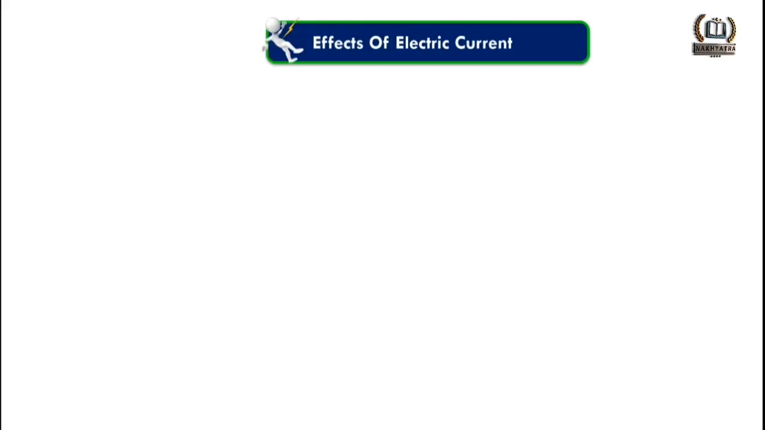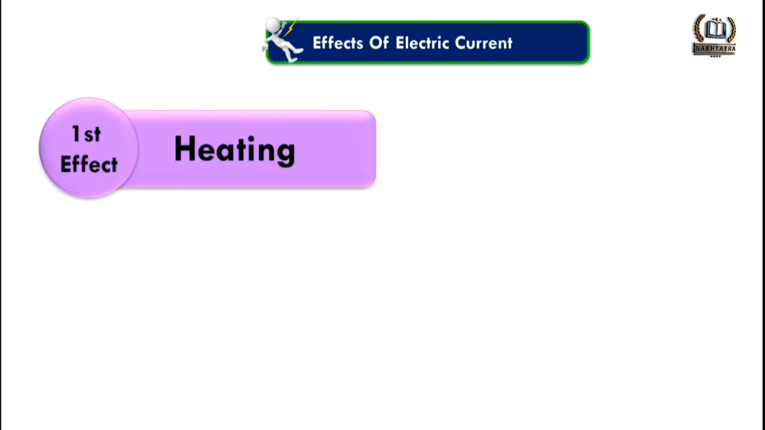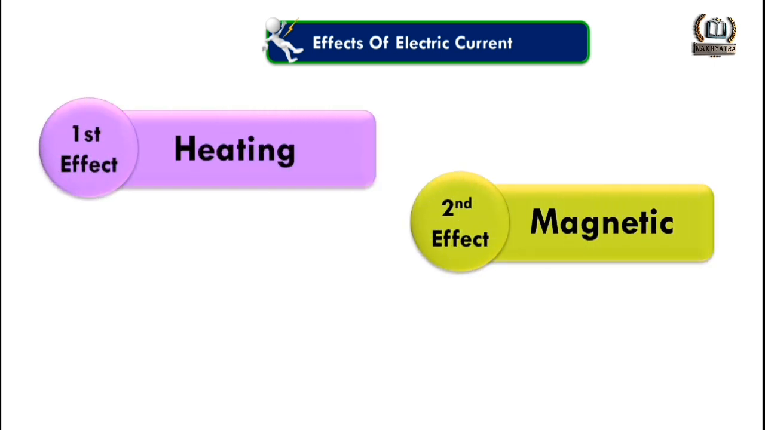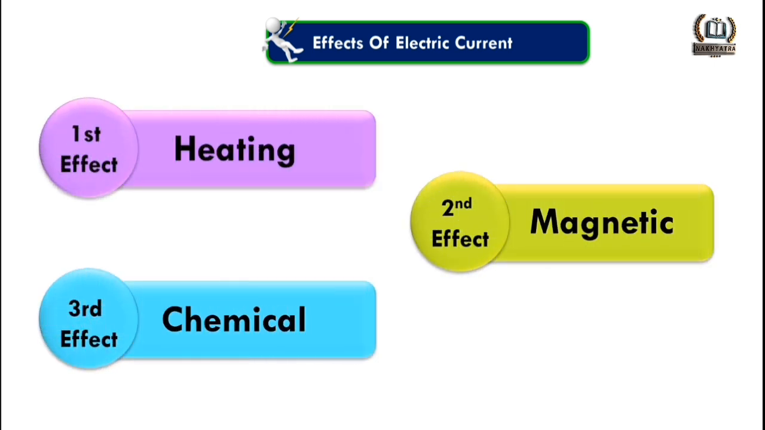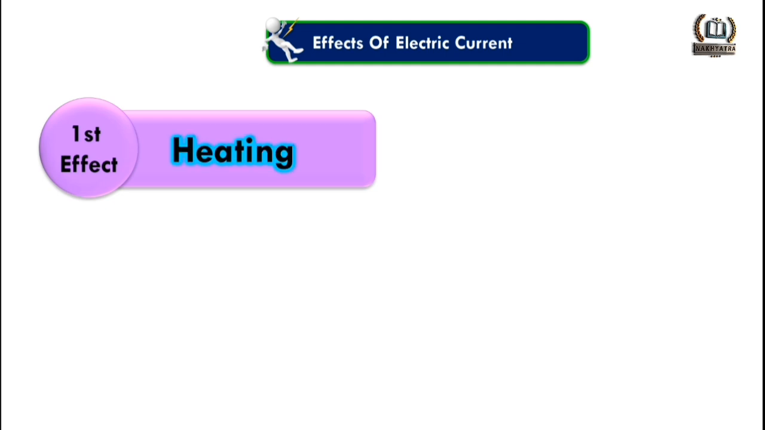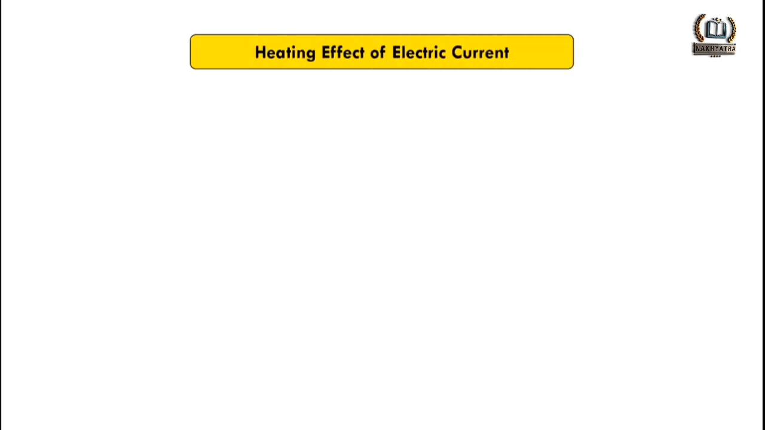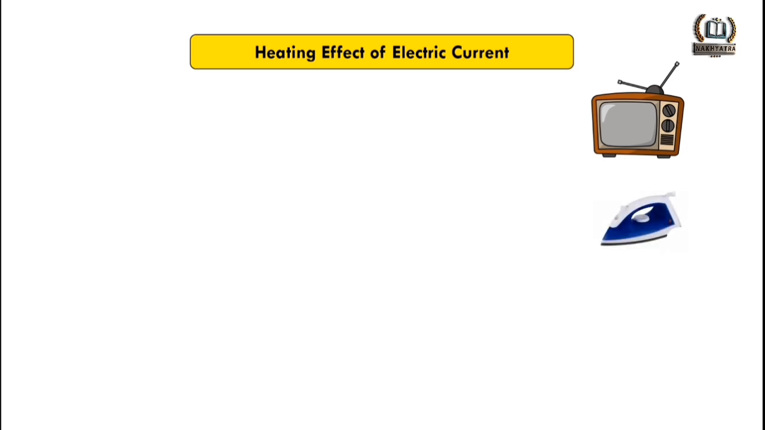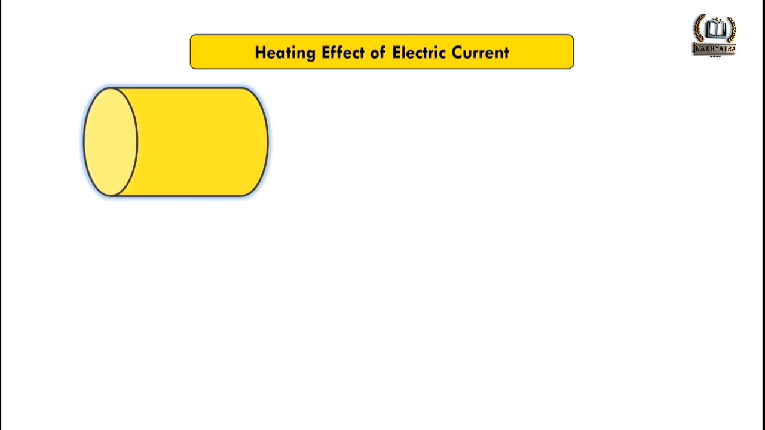So students, now we will discuss effects of electric current. So what are the effects of electric current? So the first effect is heating, second effect is magnetic, and third effect is chemical. So now first let's discuss the heating effects of electric current. Now see here, electrical appliances such as television, iron, bulb, etc. become warm if used continuously for a longer period of time, right? So this is known as the heating effect of electric current.